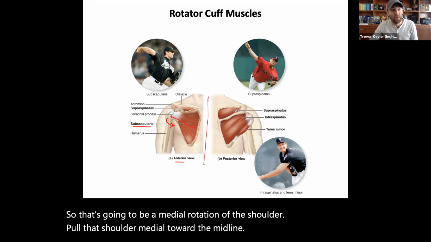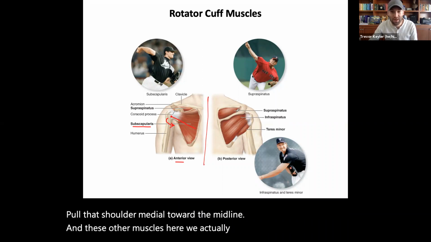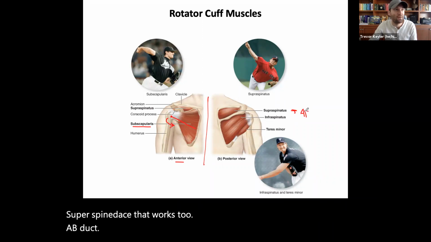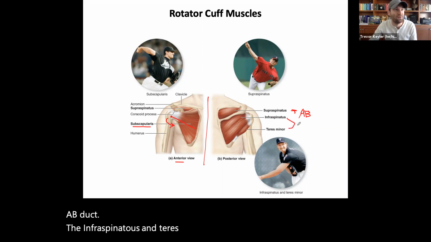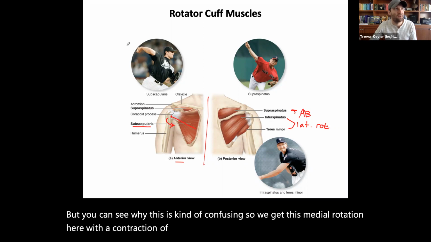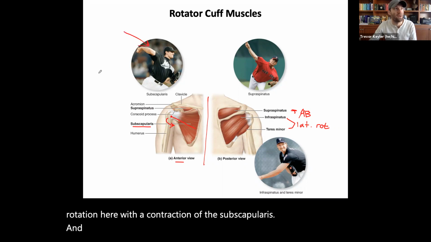And these other muscles here, we actually just worked through already. The supraspinatus works to abduct, the infraspinatus and teres minor lead to a lateral rotation. But you can see why this is kind of confusing. So we get this medial rotation here with a contraction of the subscapularis, and this is their example action within a pitch.